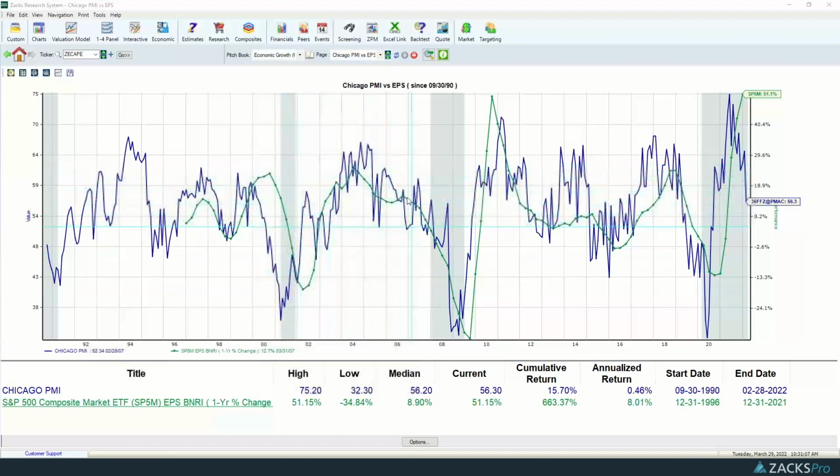And amazingly enough, the Chicago PMI determines the direction of the S&P 500 earnings. Almost to perfection, you can see that here. So as the Chicago PMI goes, so does the S&P 500 earnings. And so now we see that, as the Chicago PMI really crashed heading into 2020, it rebounded, so did the S&P 500. But now look at where the Chicago PMI is headed now.